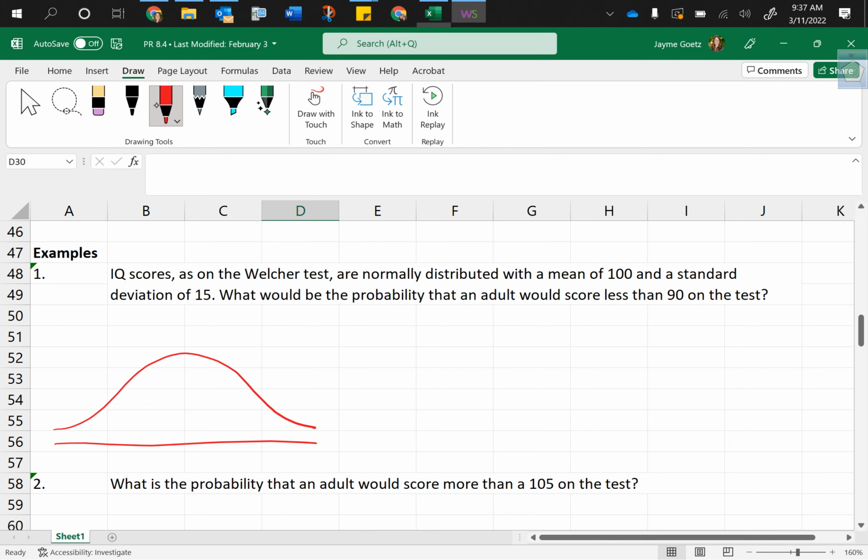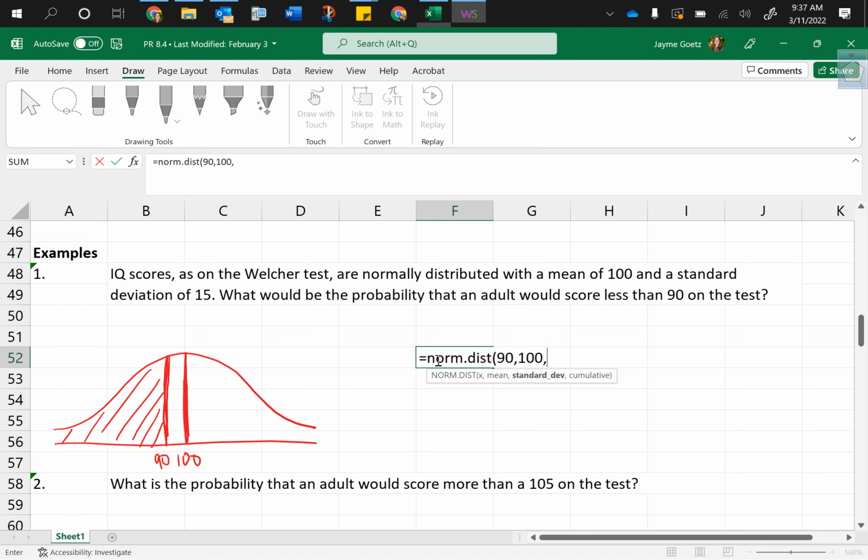Since my mean is 100 and my standard deviation is 15, we have to use norm.dist. So I'm going to come over here and click on a cell. And we're going to type in equals norm.dist, and then we put in the values. The x value is what the question is asking. The question is asking score less than 90. So we're going to put 90 in for x, comma. Your mean is given, so that's 100, comma. Your standard deviation is given, it's 15, comma, and then true, okay?